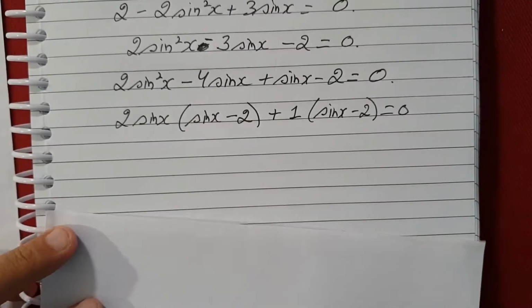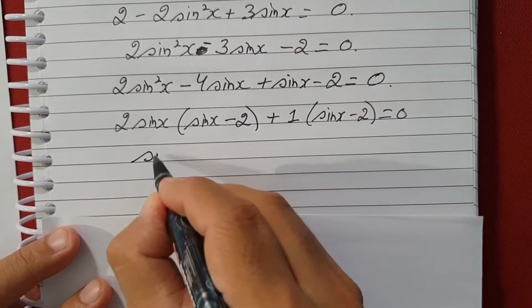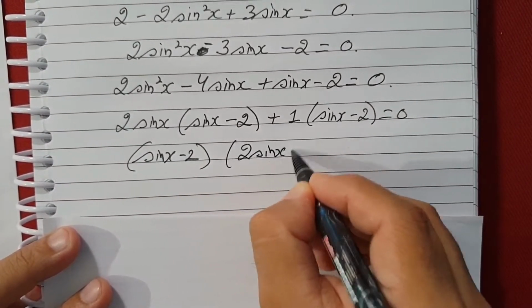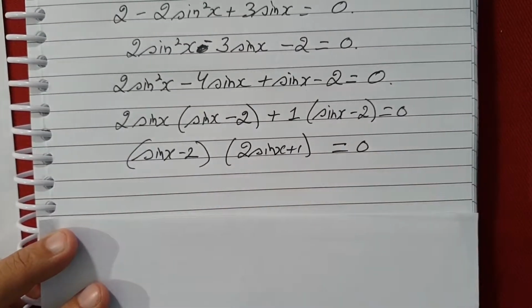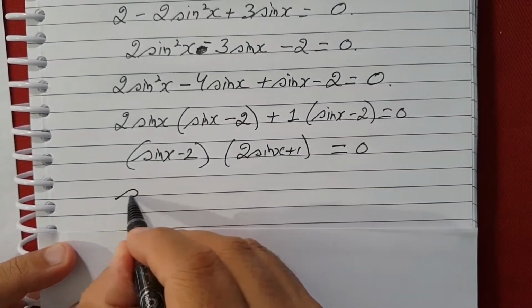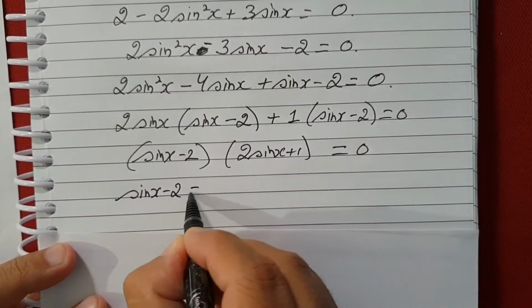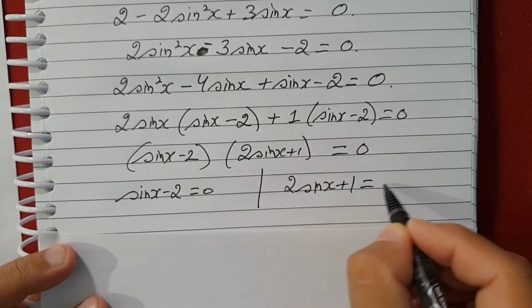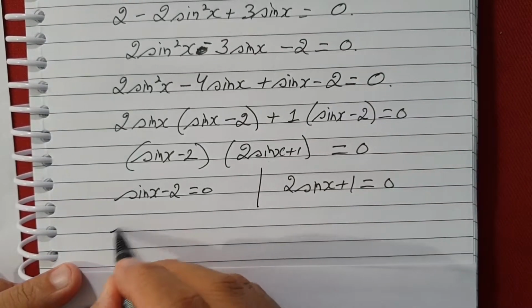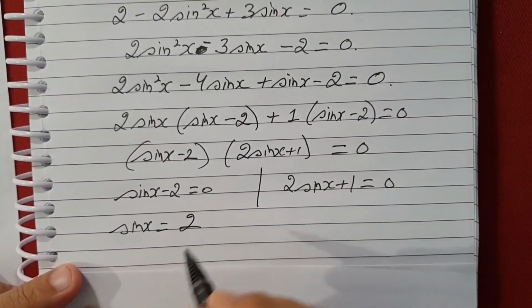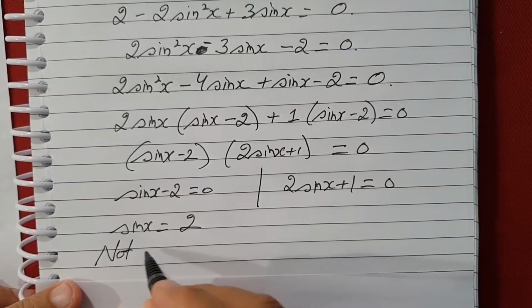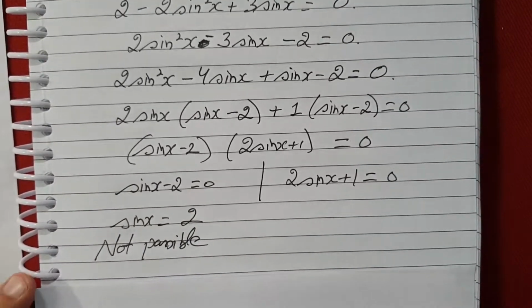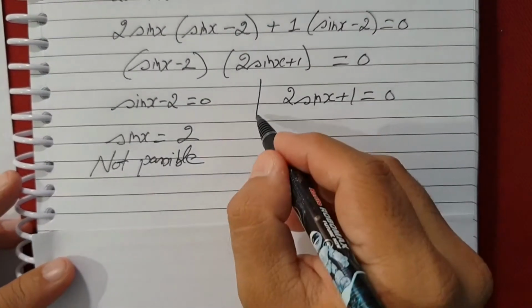Okay. Now taking out sin x minus 2 common, you are left with 2 sin x plus 1 equals 0. Now see, either we have sin x minus 2 equals 0 or 2 sin x plus 1 equals 0. Now this is sin x equals 2. So this is not possible actually. The solution of this is not possible because the highest value of sine is 1. So we will start with this.